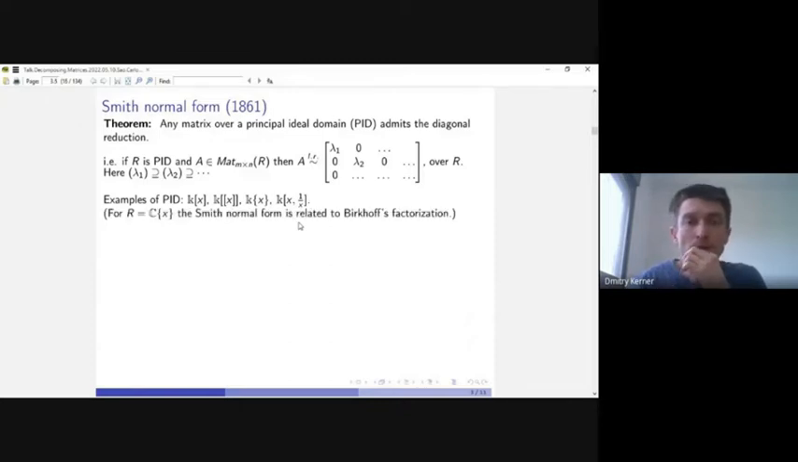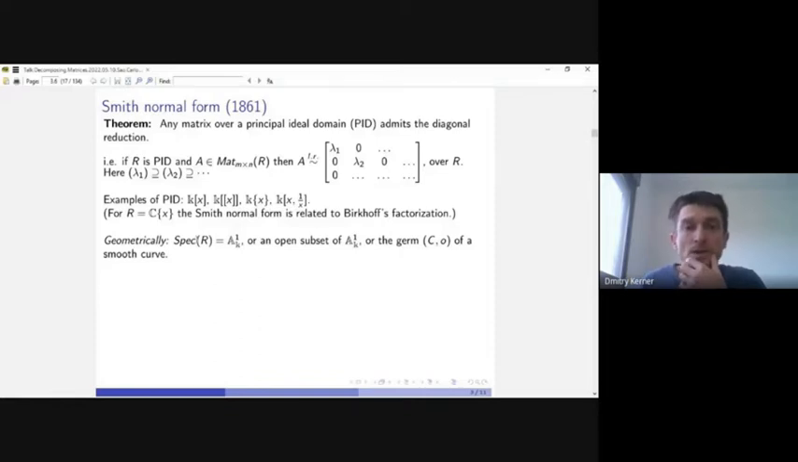Now I will just remark that when we speak about analytic locally convergent power series, then the Smith normal form is related to the Birkhoff factorization theorem. It is about half of the factorization theorem. And it was independently rediscovered many times during the 20th century.